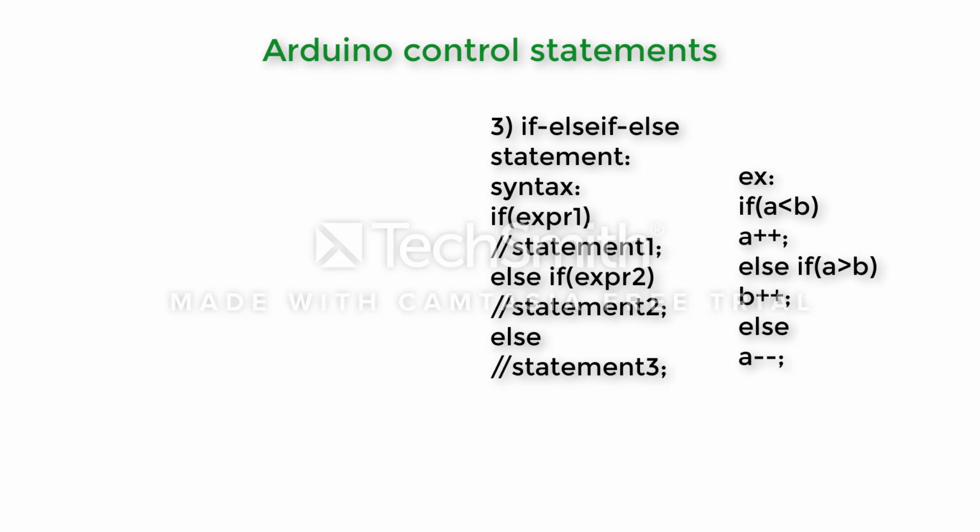So if the if condition where a less than b is true, then the statement 1, which is a plus plus, is executed. Well, if the conditional expression in the else if block is true, then the statement below it, which is b plus plus, is executed, and if neither of them are true, then the statement 3, which is a minus minus, which is situated under the else condition, is executed.